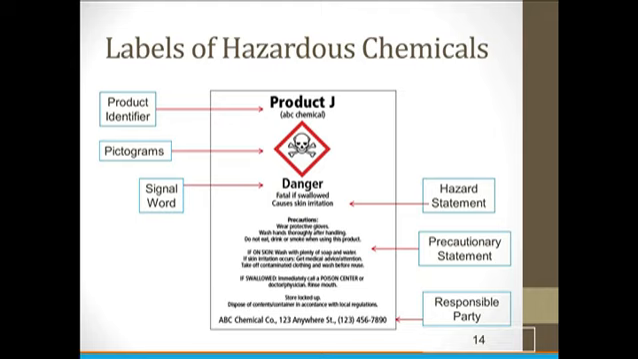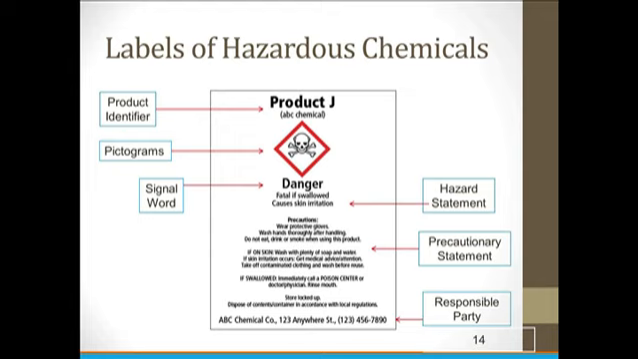As you work with chemicals, always check the label on the container. The container label must be able to be read and contain the following information. With the 2012 changes in the regulations, labels will look like this. First, you will see a product name. This will match the name on the safety data sheet.